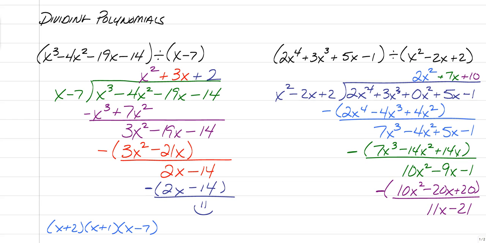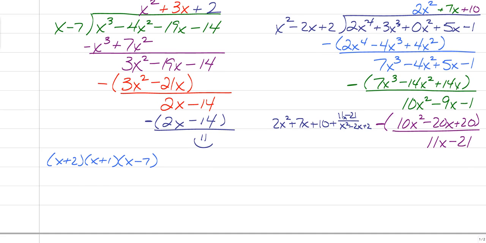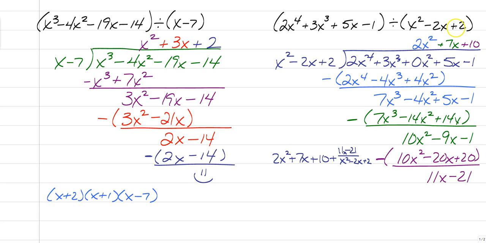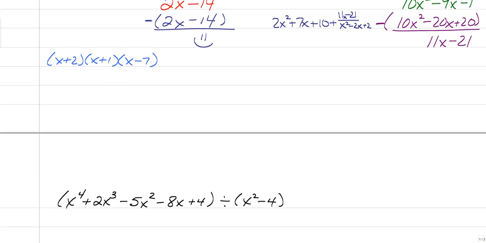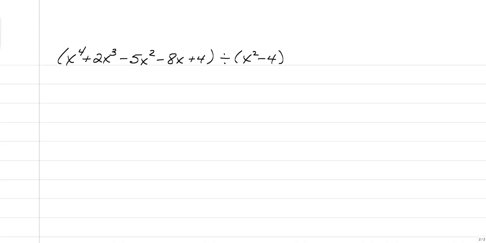So your final answer would actually be 2x squared plus 7x plus 10 plus 11x minus 21 over x squared minus 2x plus 2. All right, so that was a bit of a challenge, but long division is a pretty important skill. So just make sure. Now the bad news is x squared minus 2x plus 2 is not a factor of that because you have a remainder. Only when you don't have a remainder is it a factor.